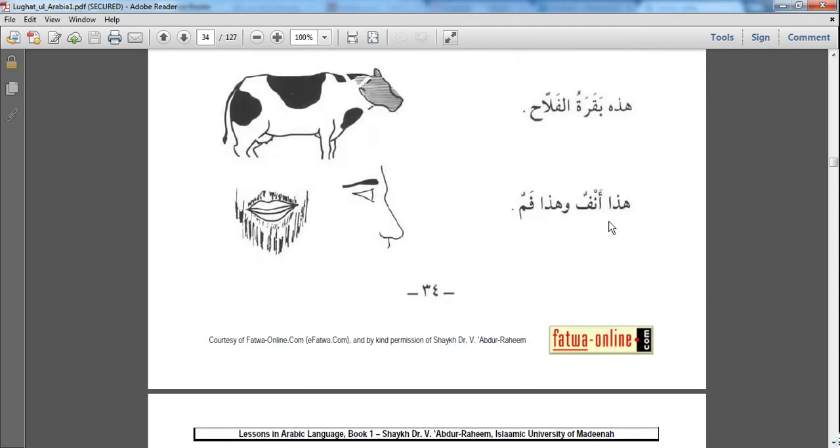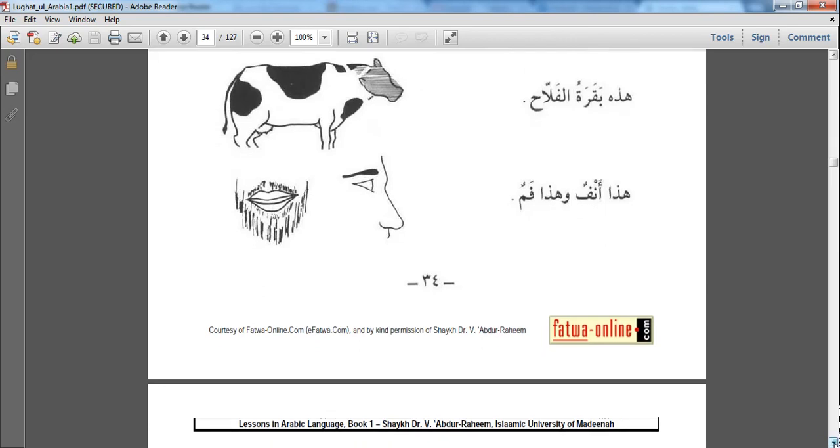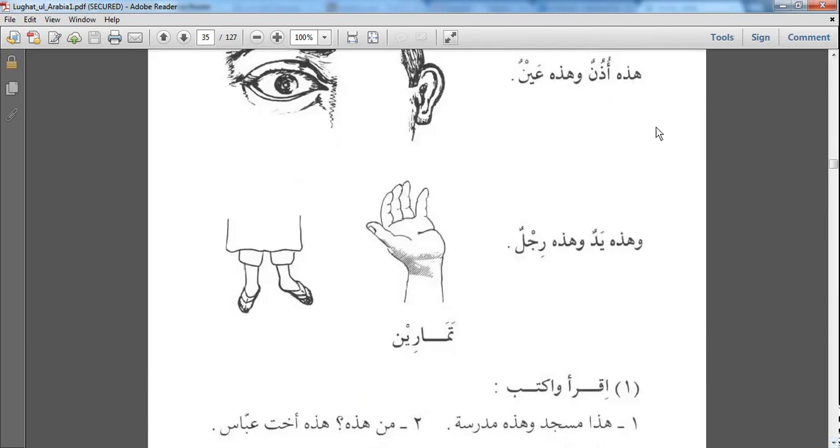You notice here that they're singular, so therefore they're going to be masculine. هذه أذن وهذه عين. This is an ear and this is an eye. Now these things are dual, 2 ears, 2 eyes, so therefore they are regarded as feminine. وهذه يد وهذه رجل. This is a hand and this is a foot. Again, because they are dual, it's going to be feminine.